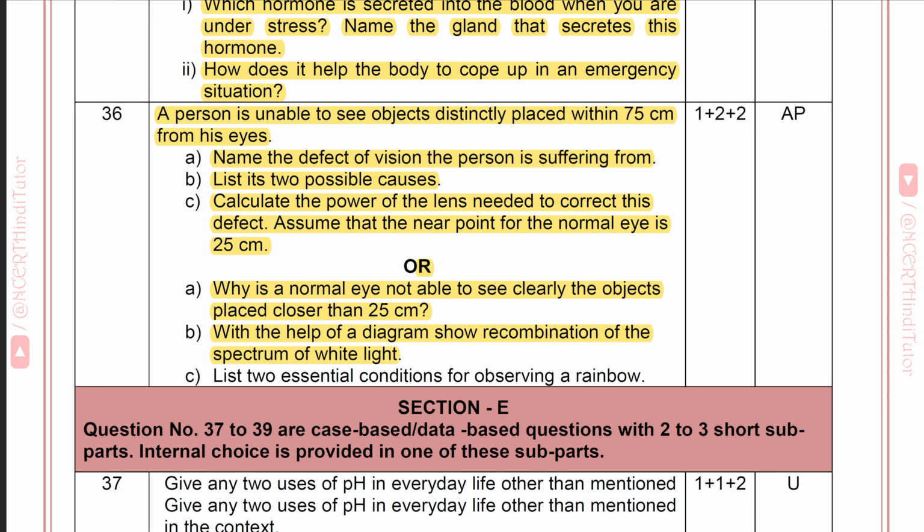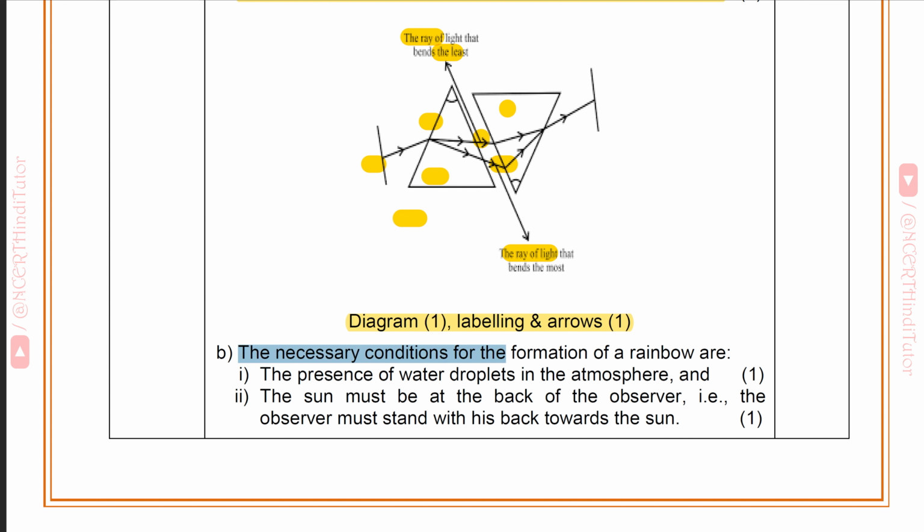C. List two essential conditions for observing a rainbow. Answer: the necessary conditions for the formation of a rainbow are: first, the presence of water droplets in the atmosphere, and second, the sun must be at the back of the observer. That is, the observer must stand with his back towards the sun.